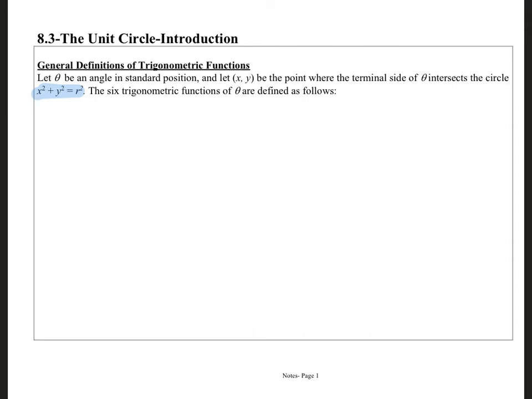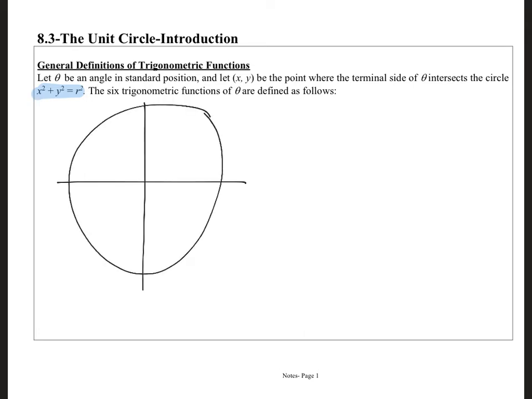So let's make a diagram here. I want to use a marker. Okay, so here I make a circle. Let's make a circle. Okay, that's better. So here, that's the terminal side. This is theta, and this is the point (x, y), and the initial side is the x-axis.